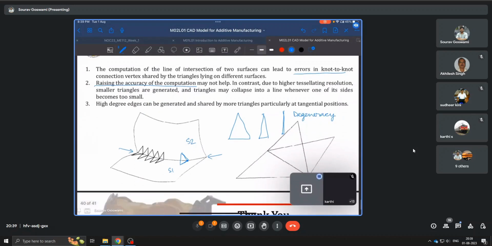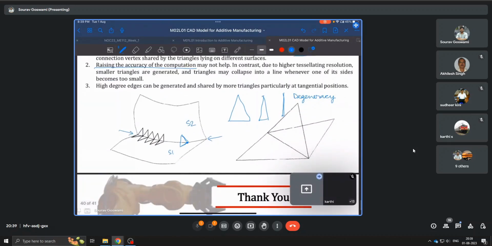And high degree edges can be created and shared by more triangles, particularly at tangential positions. So consider this edge over here. It is shared by two triangles in the plane. And a third one here. So especially at a certain corner or at a tangential position, this can become the case.